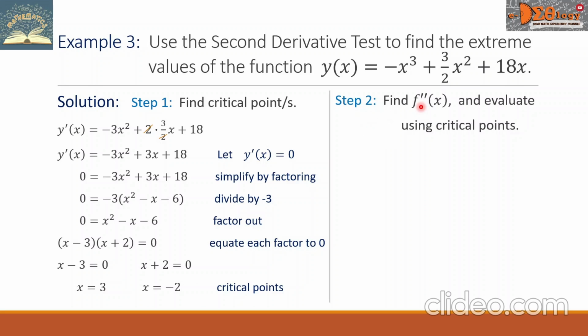Let's find the second derivative and evaluate using the critical points. Our first derivative function is here. Therefore, the second derivative equals the derivative of negative 3x squared, which is negative 6x. The derivative of 3x is plus 3. The derivative of 18 is 0, so we don't write it here.